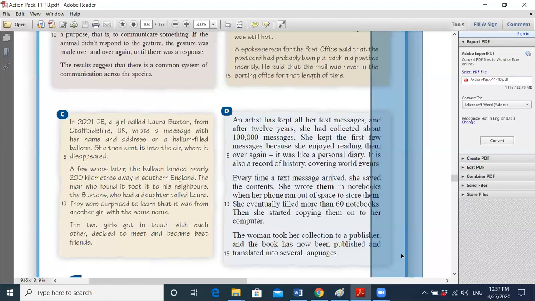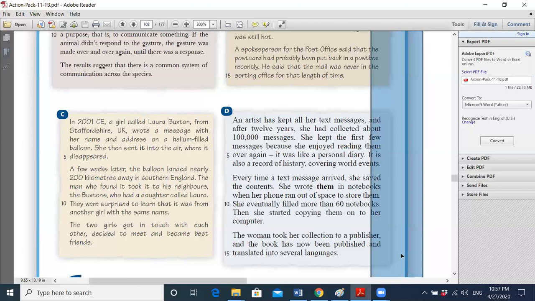Every time a text message arrived, she saved the contents. She wrote them in notebooks. When her phone ran out of space to store them, she eventually filled more than 60 notebooks. So she did not delete her messages.